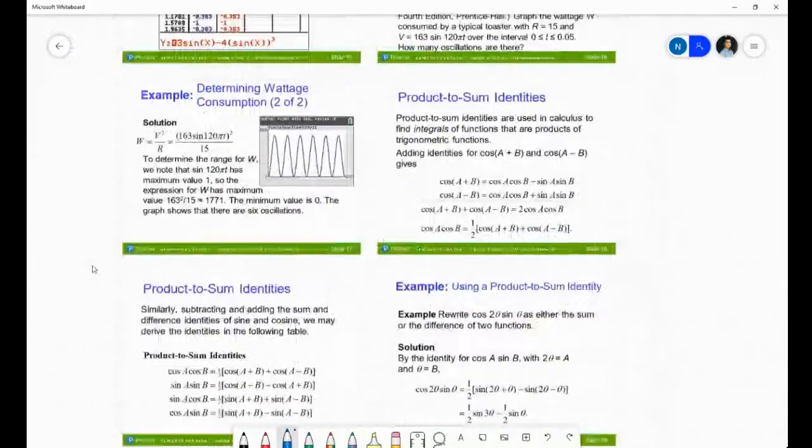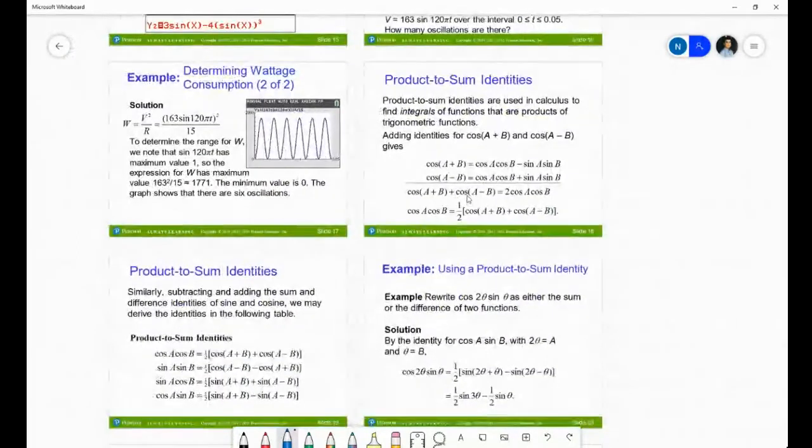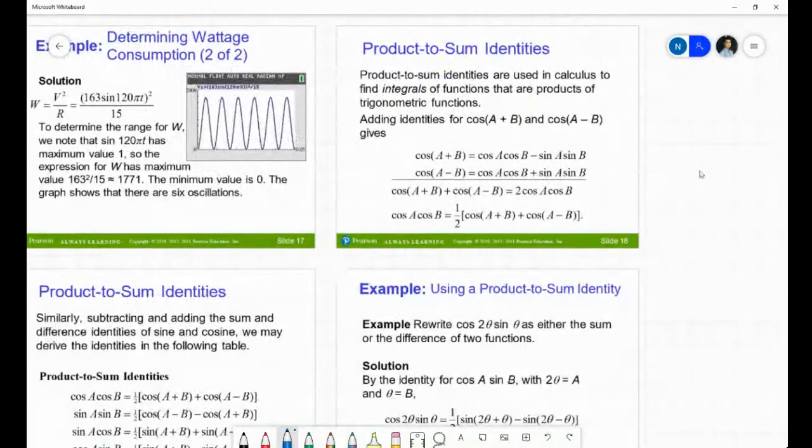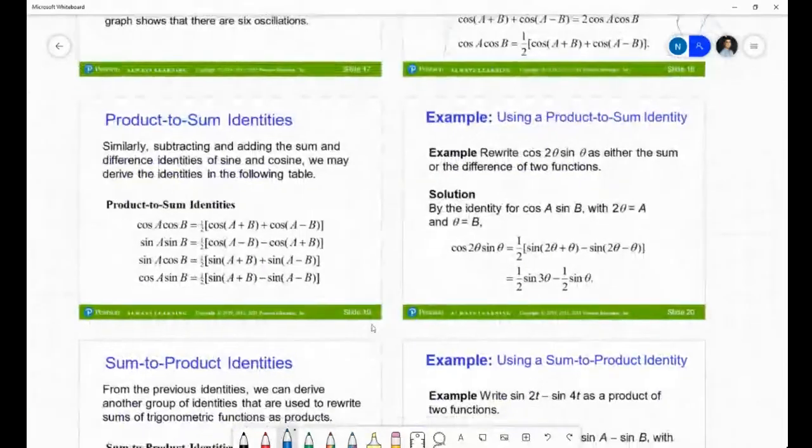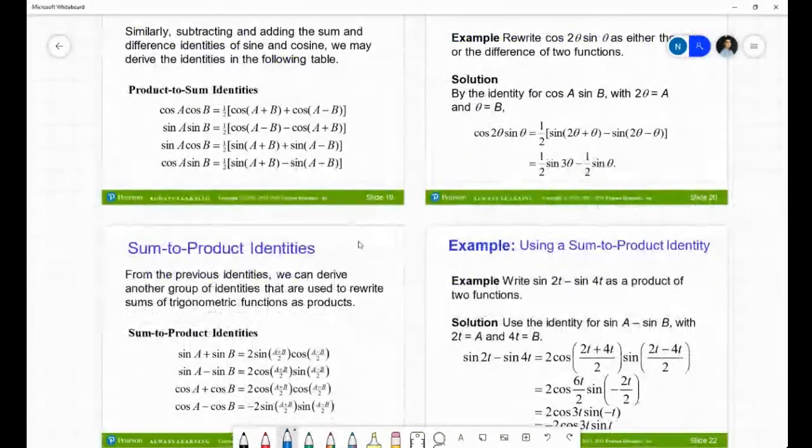Okay. You will not have to memorize the product to sum identity. Just do know that it exists. We rarely use this all that much, even in calculus. So this is not really that useful right here. All we're doing here is just adding these together. It's nothing special. And the same thing for that.